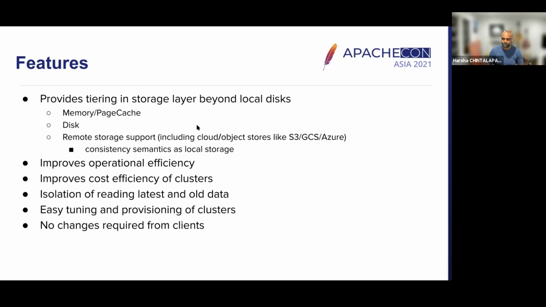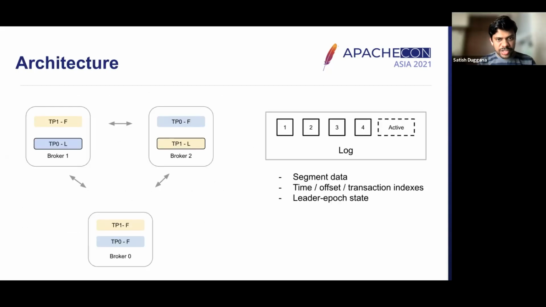Satish? Thanks, Harsha. Yeah, I'll give a brief introduction about the local storage in Kafka. As you all know, a Kafka cluster contains several brokers, and each broker hosts several topic partition replicas. Each replica maintains a log, which is an append-only message store. Each log contains a sequence of log segments. As you can see here, there are 5 log segments. And the last one is called the active log segment, which is not yet rolled, and the messages are currently appended to that segment.